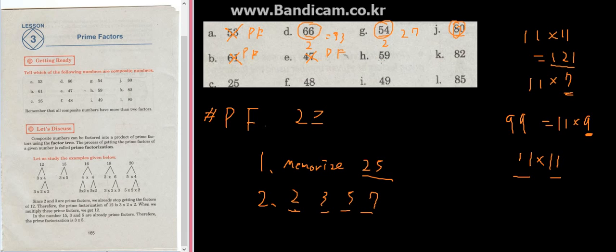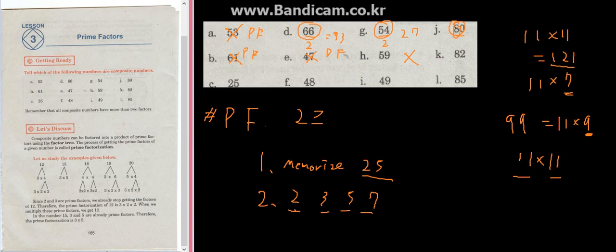How about 59? Well, let's do it. 2, nope. This is 29.5. This is a decimal. 3, how about this one? This is 19 and 2 over 3. We don't want it. 5, it is the same. We don't want it. It's going to end with 0 or 5. 7, nah, it's not going to happen. 8 and 3 over 7. We don't want it. So this is a prime factor.